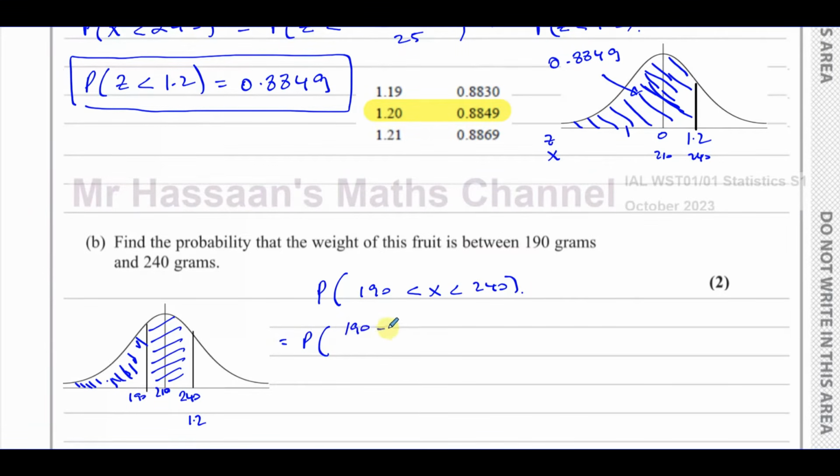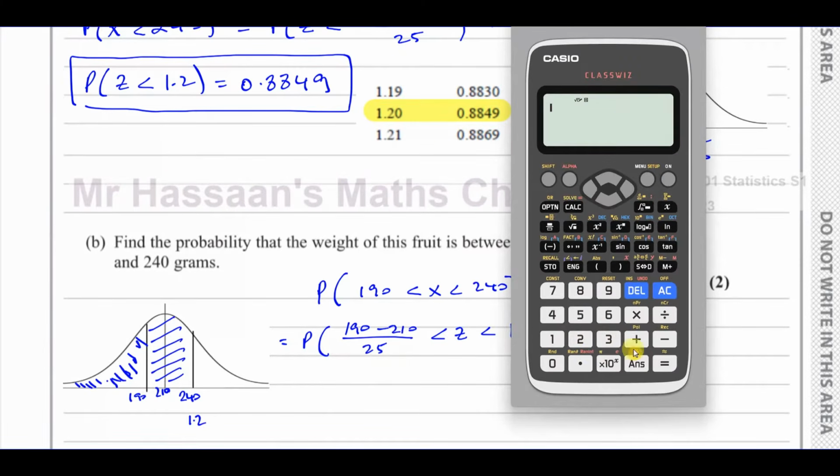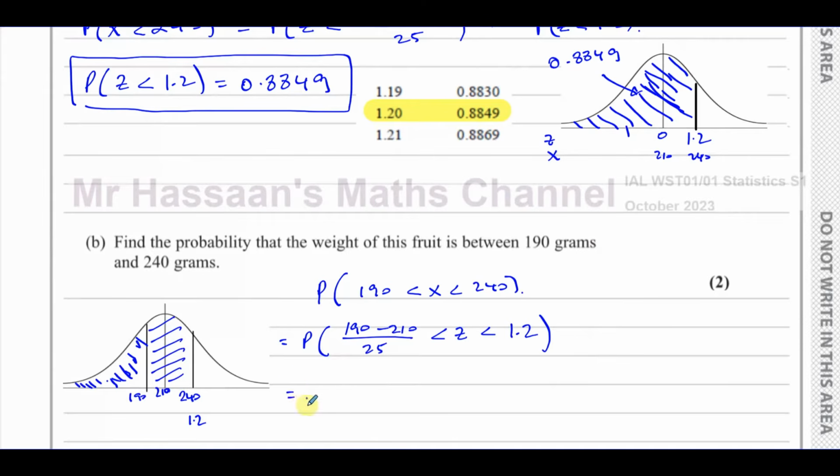Okay, we can say that that's equal to the probability. You have 190 minus 210 over 25. Remember, 25 was the standard deviation. And the Z value here is going to be, we know that for 240 is 1.2. We already know that from the previous question. Okay, so 190 minus 210 is going to be minus 20 over 25. I think that's minus 0.8. 20 over 25, yeah, it's going to be minus 0.8. So this is the same as finding the probability that you're between minus 0.8 for Z and 1.2.